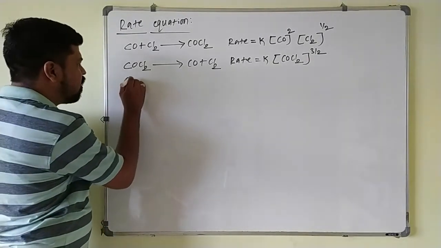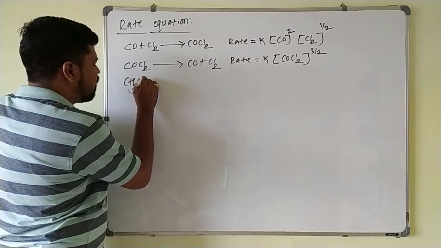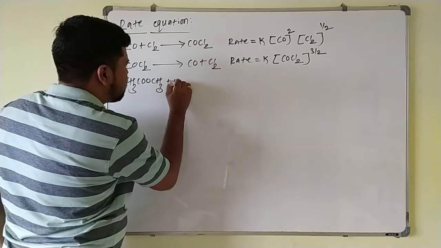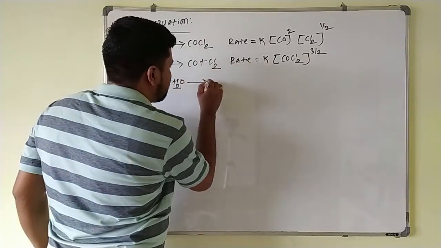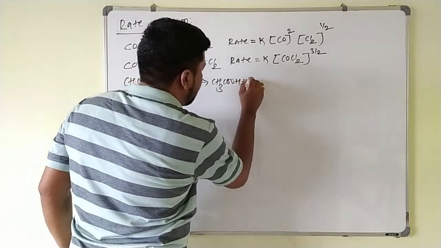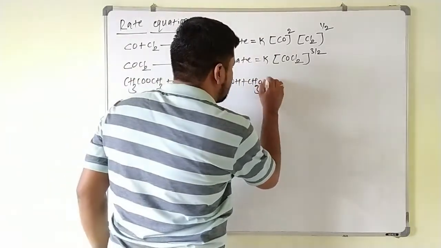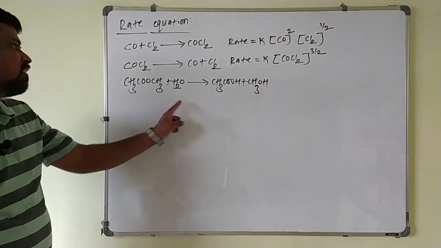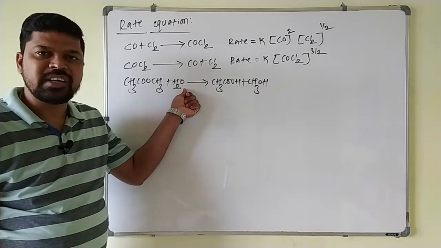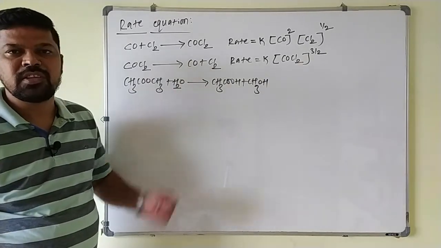Similarly, if I take hydrolysis of ester, CH3COOCH3 plus H2O, this is giving acetic acid, that is CH3COOH, plus CH3OH as the product here. So what are the reactants here? Methyl acetate, and this is your water. Now the rate of the reaction is directly proportional to the molar concentration of these two reactants.